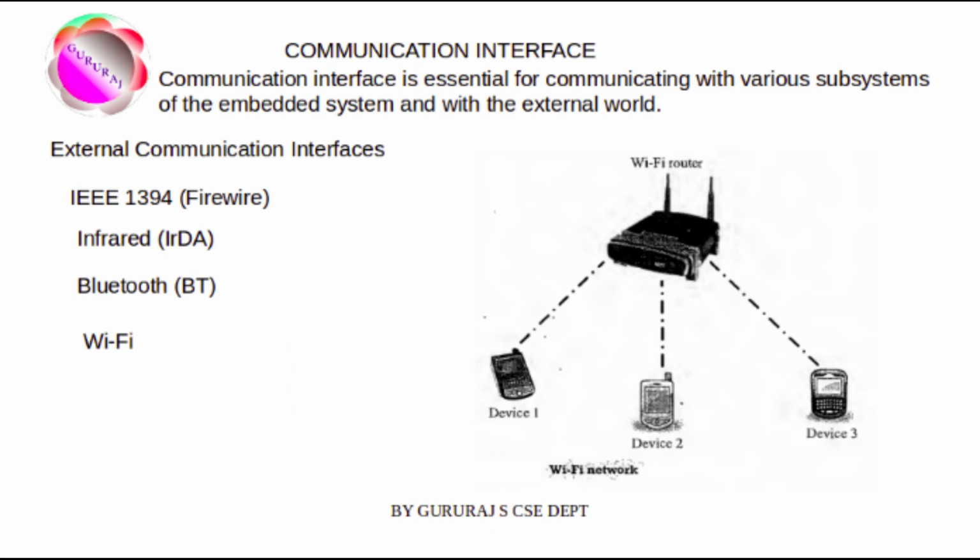Next external communication interface is Bluetooth. It is a low-cost, low-power, short-range wireless technology for data and voice communication. Bluetooth was first proposed by Ericsson in 1994. Bluetooth operates at 2.4 GHz of the radio frequency spectrum and uses the frequency hopping spread spectrum (FHSS) technique for communication. It supports data rates up to 1 Mbps and a range of approximately 30 feet for data communication.